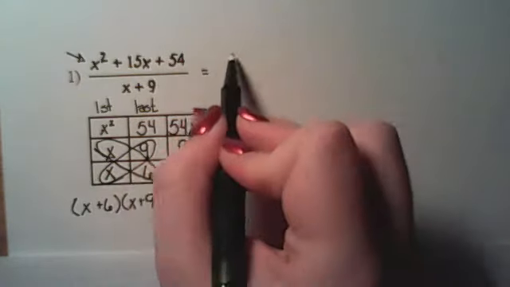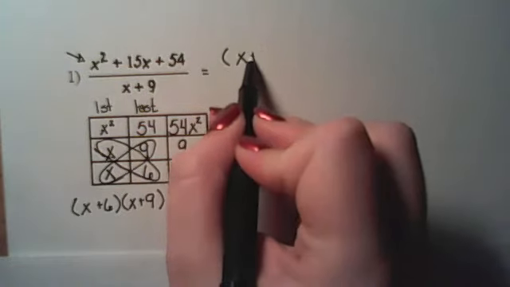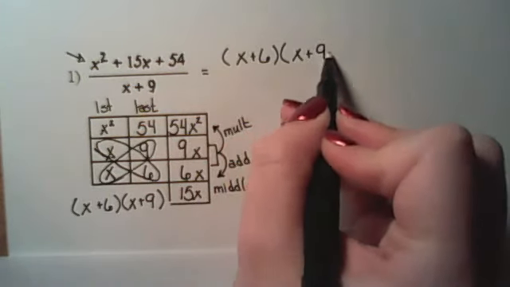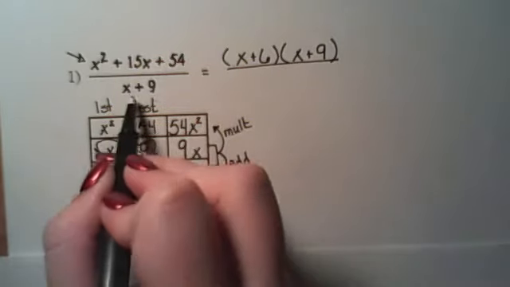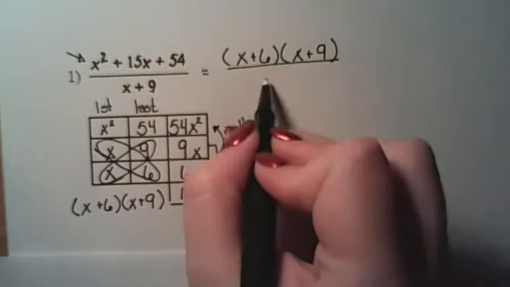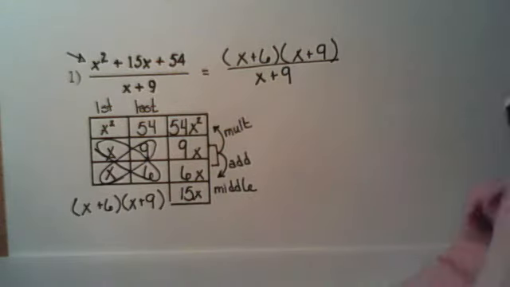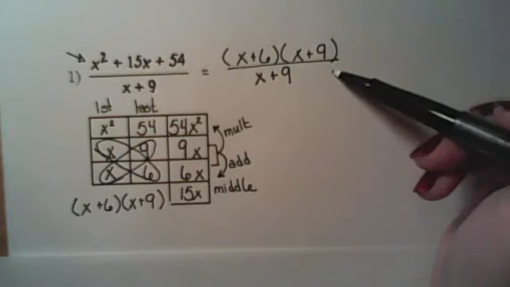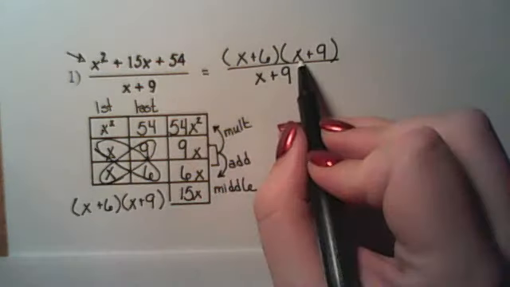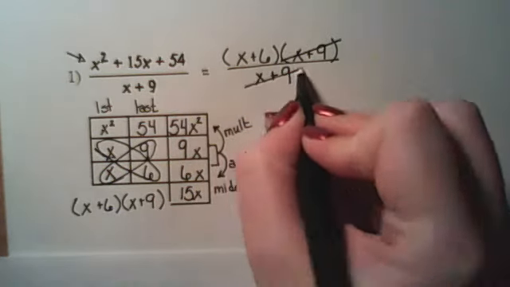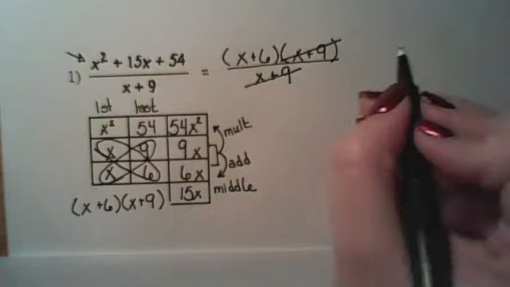Okay, so let's rewrite our numerator factored out. I've got x plus 6 times x plus 9. And then my denominator of x plus 9 wasn't able to factor, so I'm going to leave it as x plus 9. Now, if you look at both your numerator and your denominator, both of them have this x plus 9. So they can cancel each other out because that is their greatest common factor.